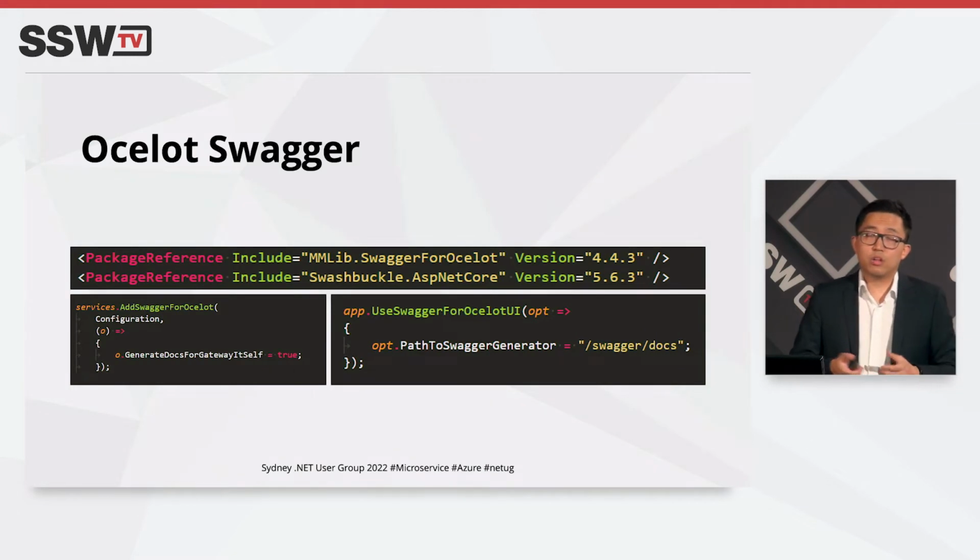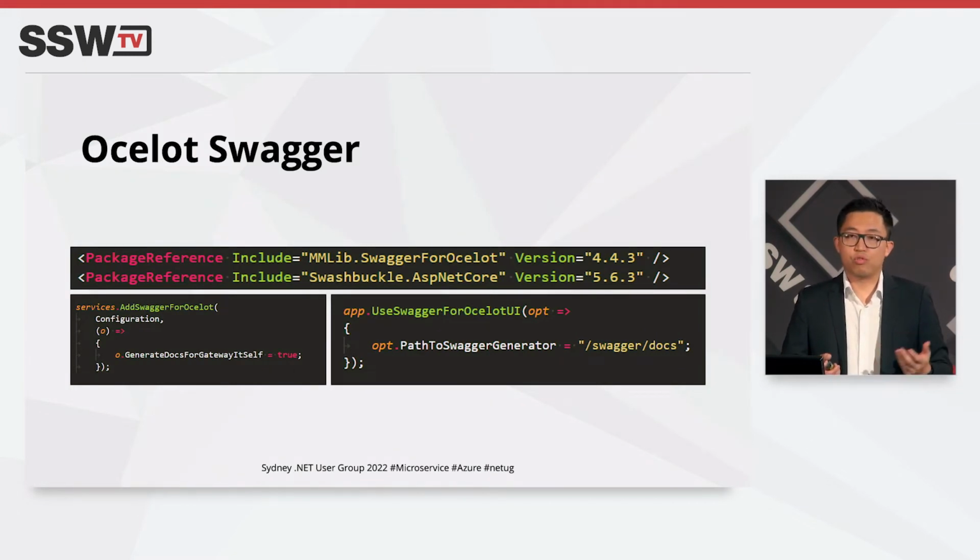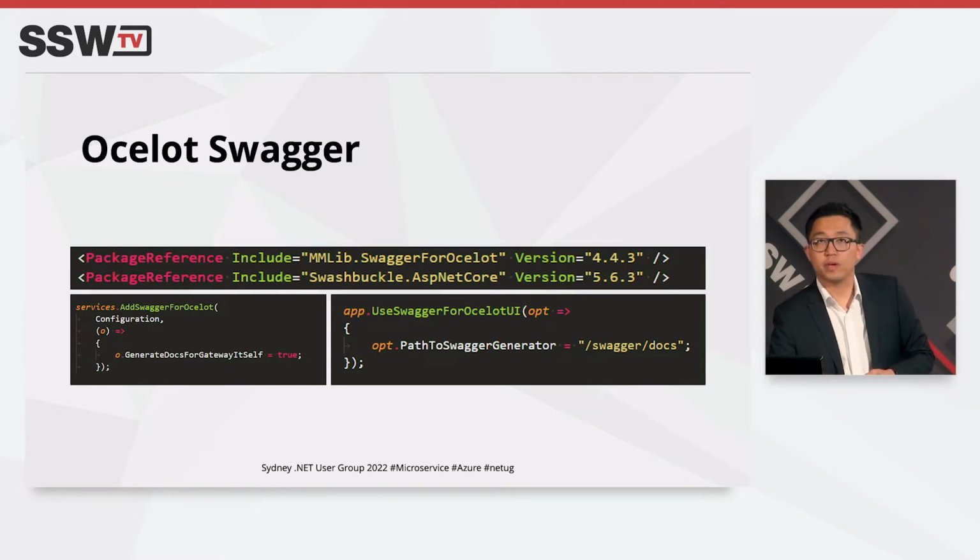Now, a lot of developers like Swagger, which gives you an interface where you can observe your APIs from the definition perspective and what the payload looks like, etc. For Ocelot, we need to introduce a library called MMLib.Swagger for Ocelot. And then we just add Swagger as usual. We add the Swashbuckle library, and we can configure Ocelot as in the code snippet that I show here.